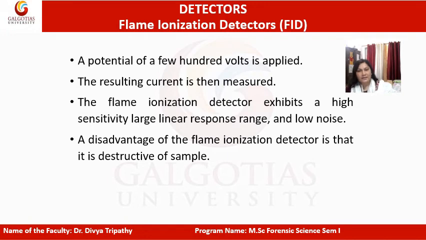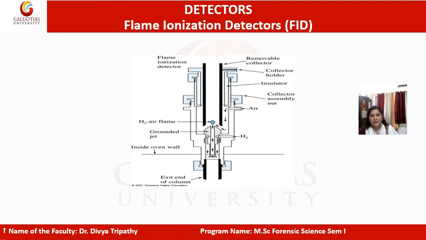The flame ionization detector exhibits a high sensitivity, large linear response range, and low noise. A disadvantage of the flame ionization detector is that it is destructive of sample. This is the diagram of flame ionization detector. Here you can see this is a flame of hydrogen and air. This flame ionized the sample coming from the column, due to which the electrons will be generated that forms electric current by applying the external potential difference.